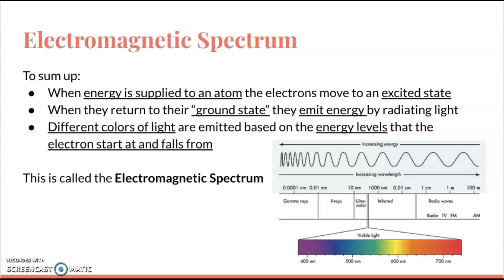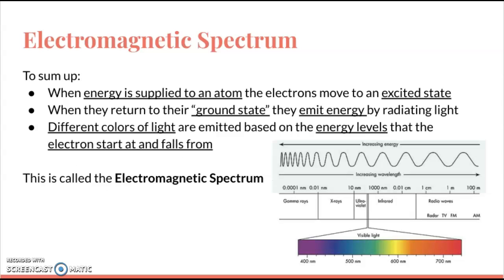So to sum it all up, when energy is supplied to an atom, my electrons move to an excited state, okay? When they return to their ground state, meaning where they came from, they're going to emit energy by radiating light, okay, giving it off as photons. And different colors of light are emitted based on the energy level change that occurs, right? So the energy level that the electron starts at and falls from. And when it gives off that light, that's when we call the electromagnetic spectrum.